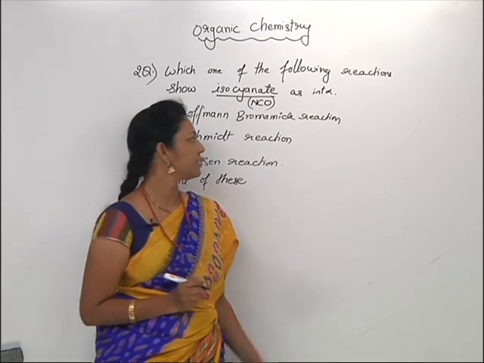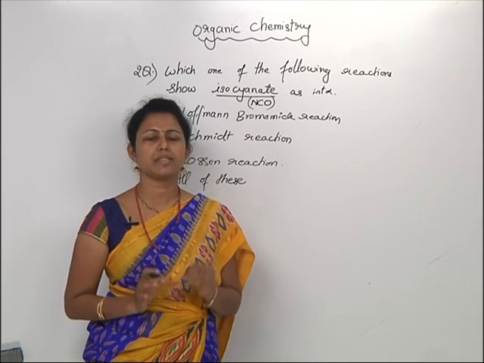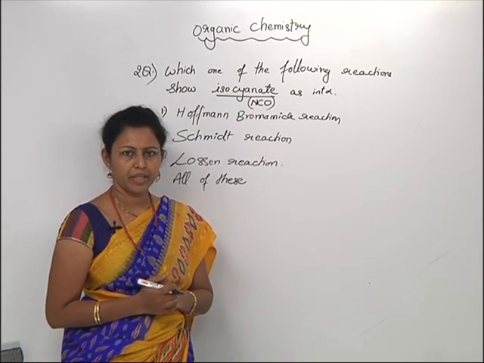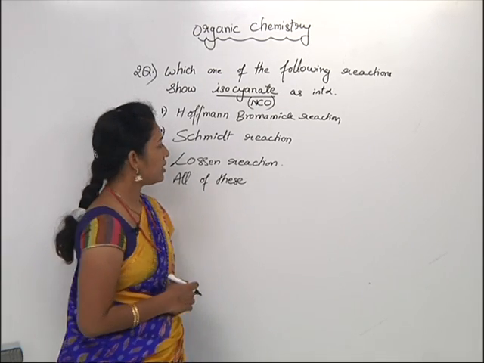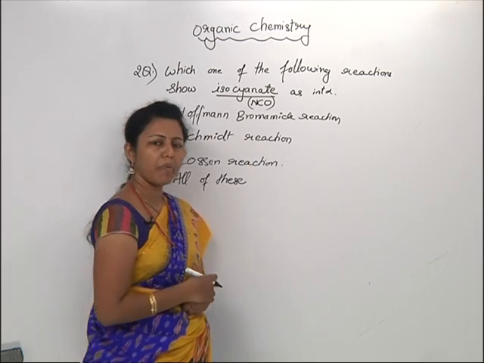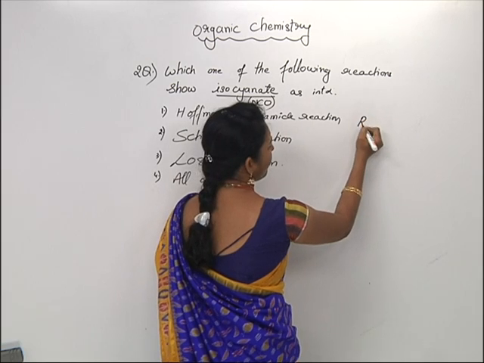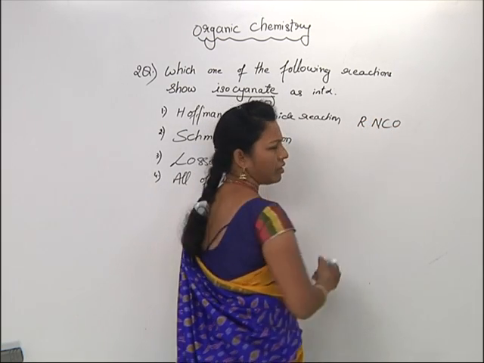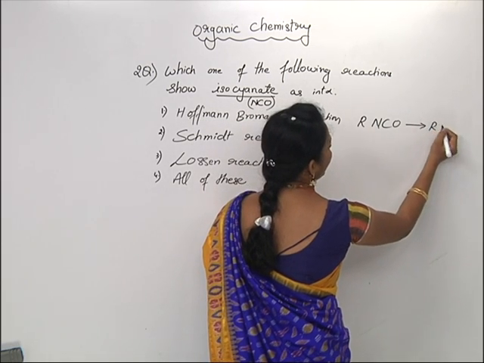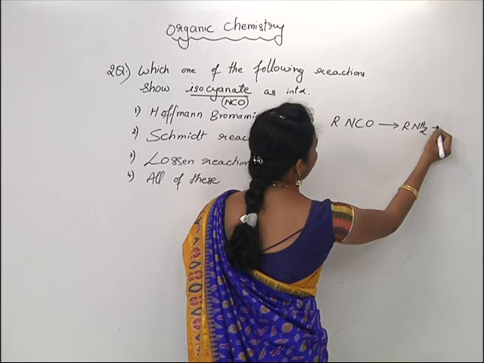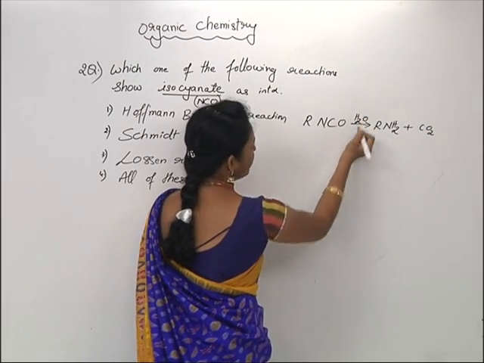Then how do we predict the answer? Isocyanate intermediate means the group is NCO. This isocyanate intermediate we generally see in case of Hoffmann bromamide reaction, where there is migration of an alkyl group resulting in the formation of the isocyanate intermediate. This isocyanate intermediate upon hydrolysis gives the products: primary amines, which are prepared in Hoffmann bromamide reaction, and carbon dioxide.